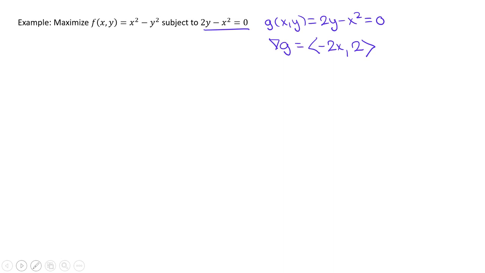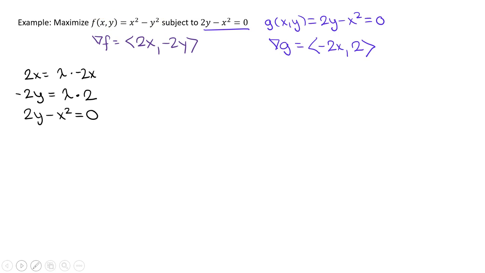The gradient of that function g would be negative 2x, comma 2. Those are my partials with respect to x and y, respectively. Okay, so there's my gradient. And then function f is x squared minus y squared. So the gradient of f, partials with respect to x and y, are 2x, negative 2y.